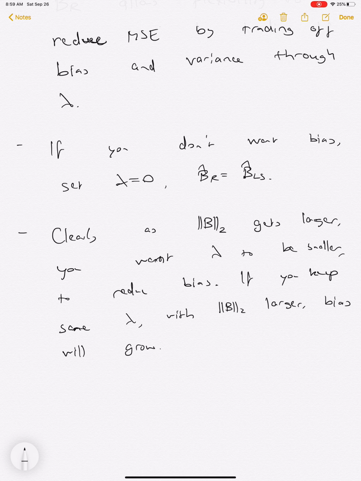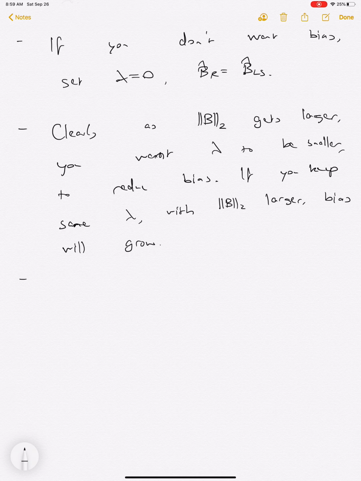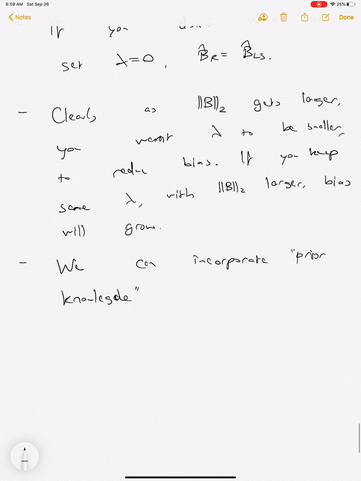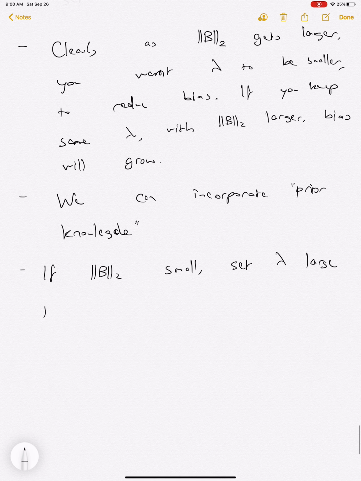Another way to interpret regularization is that we can incorporate prior knowledge. So if the norm of B2 is small, set lambda larger to incorporate this knowledge.